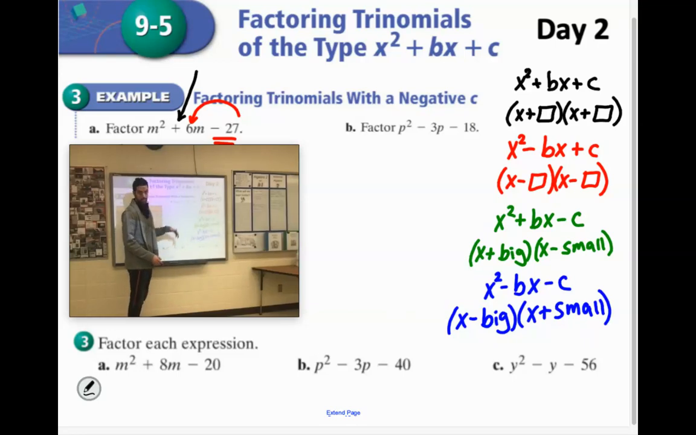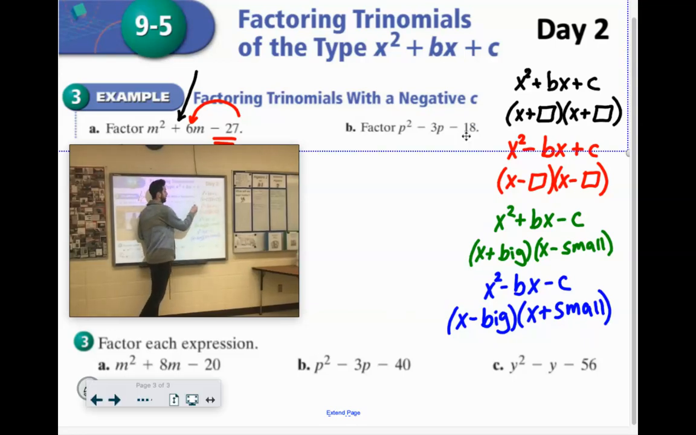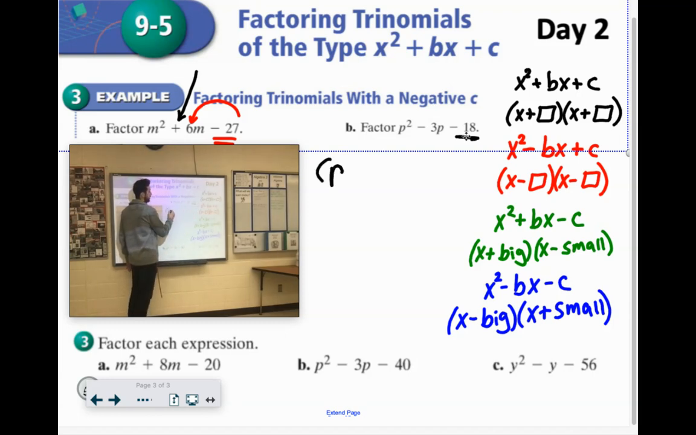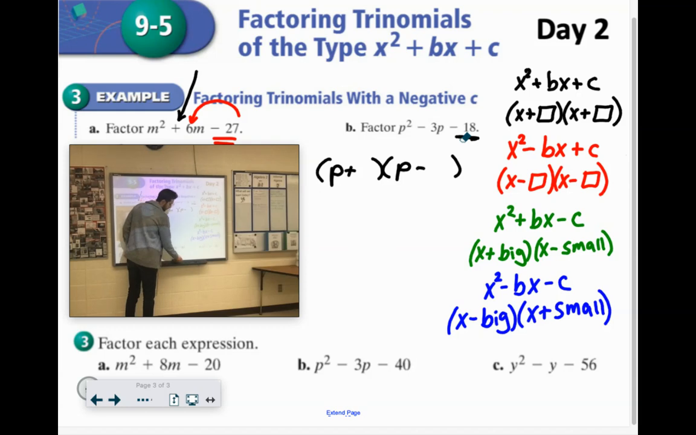Okay, so for b, you look at the last number, and the last number is a minus. Automatically, we know it has to be one positive number and one negative number, because that's the only way you can multiply to get a negative. So we're looking for factors of 18 that are 3 apart from each other. Now, if you're comfortable with your multiplication facts, you could probably figure that out quickly. But let's list all the factors just to be sure.